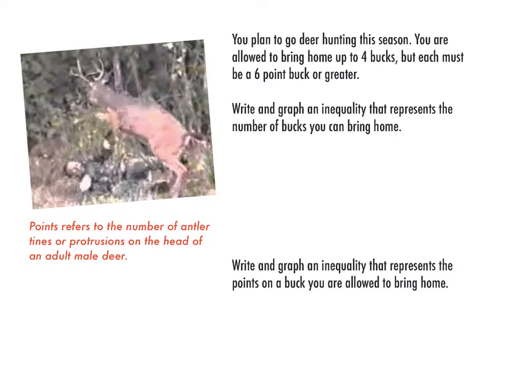So what's a 6-point buck? Well, points are just really referring to the number of antler tines, or protrusions, little mini antlers off the antlers that are on the head of an adult male deer, okay? So each one that you bring home must have 6 or more little tines, or 6 or more points. So we're going to write and graph an inequality that represents the number of bucks that you can bring home from your hunt, okay? And then we'll do another one, but let's focus on this one first.